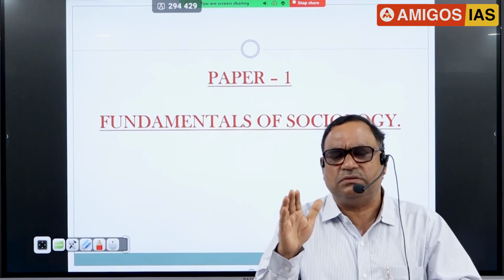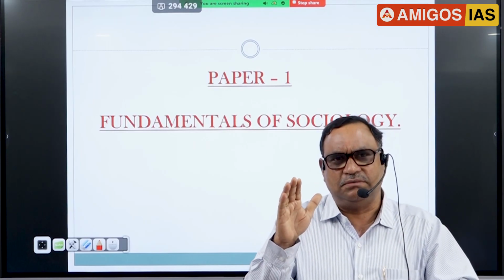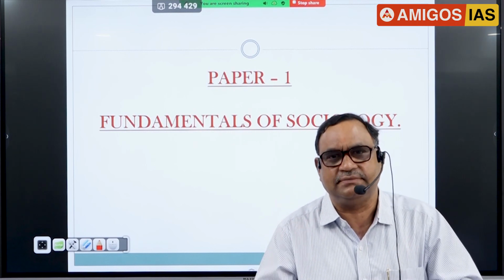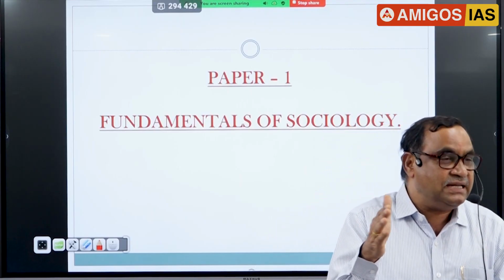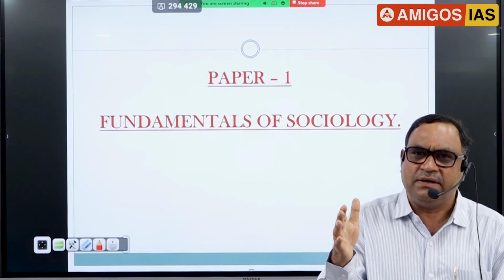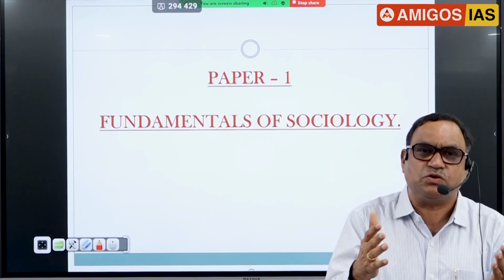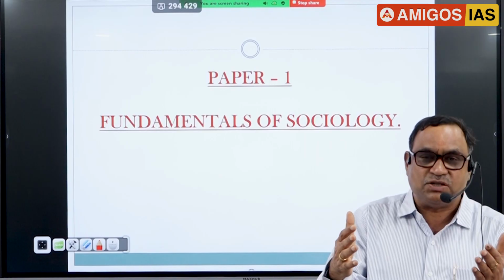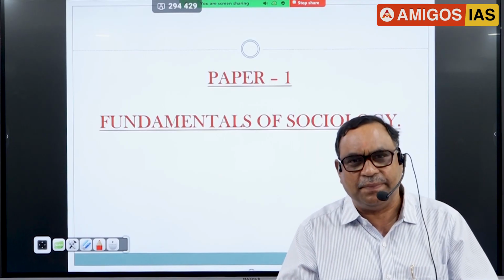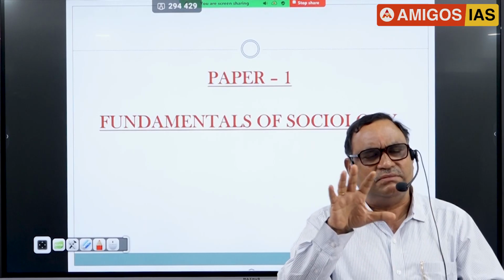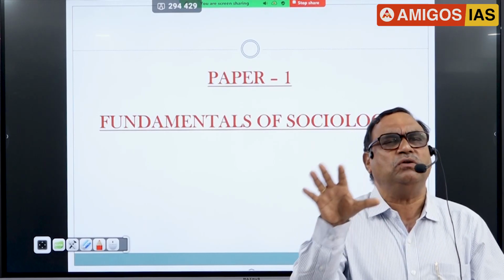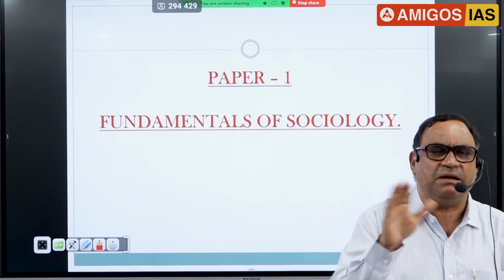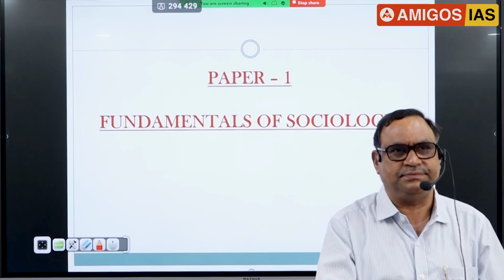Then paper 2 mainly focuses on the Indian society. Nature of Indian society, structure of Indian society, basic components of Indian society, social and economic issues in Indian society, social movements in Indian society, right? So it's all about the Indian society. That is the difference between paper 1 and paper 2.